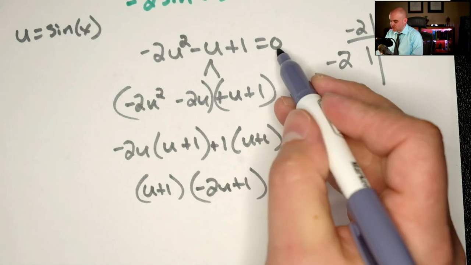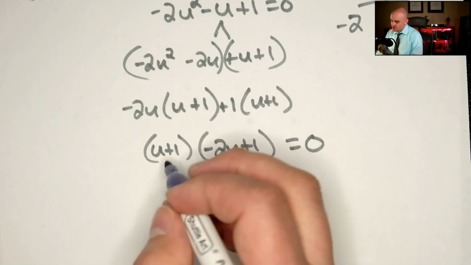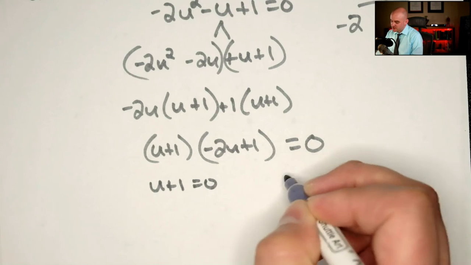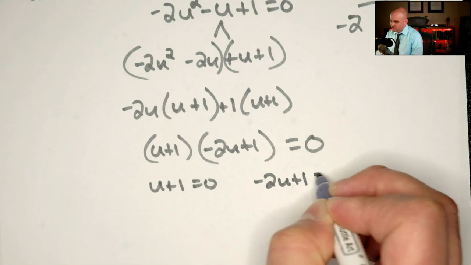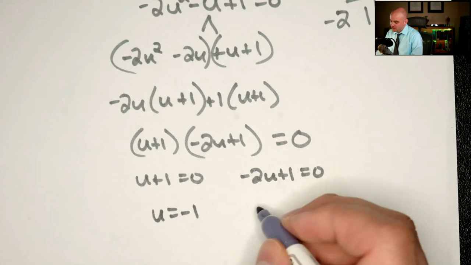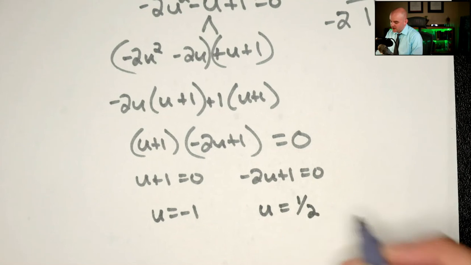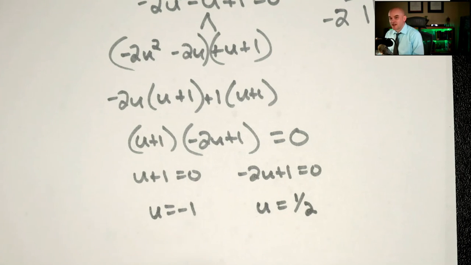And so these two things multiply to give me 0. Let's bring down that equals 0 there. So that means either u plus 1 equals 0 or negative 2u plus 1 equals 0. Solving for u, I get u equals negative 1. And then u is equal to positive 1/2 right there. Now, I didn't ask you in the problem what is u equal to. I said what is x equal to.